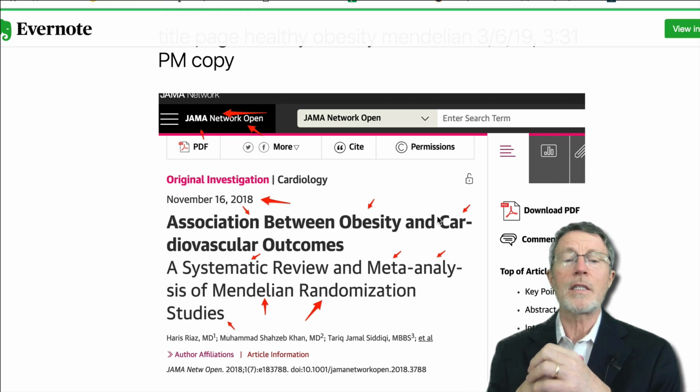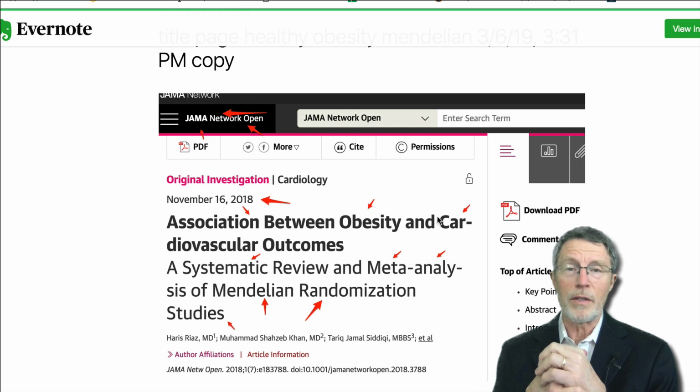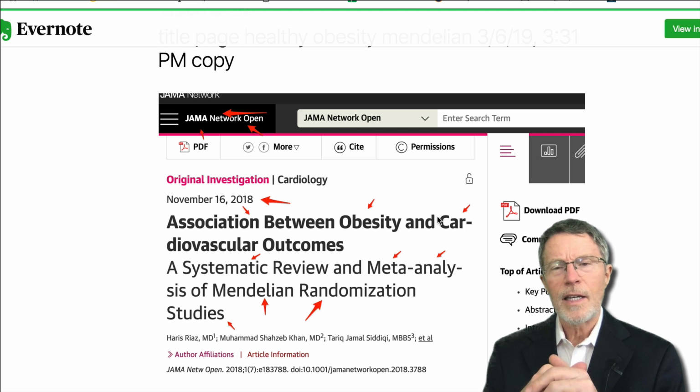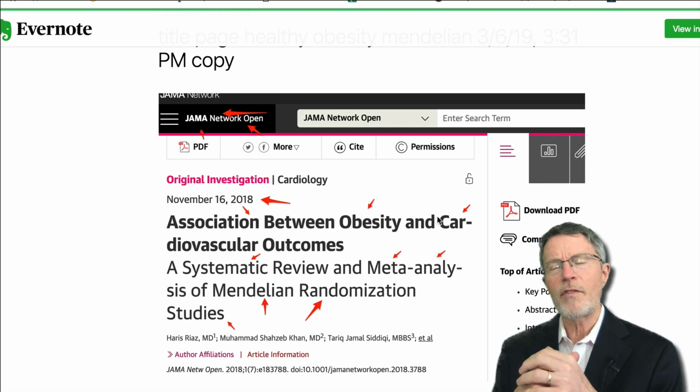Now, were these big studies? Yes, the total was almost 1 million. So statistically, very powerful studies. And again, now, why did they have to use this technique?